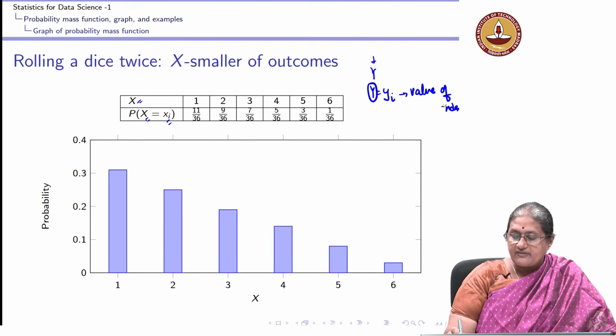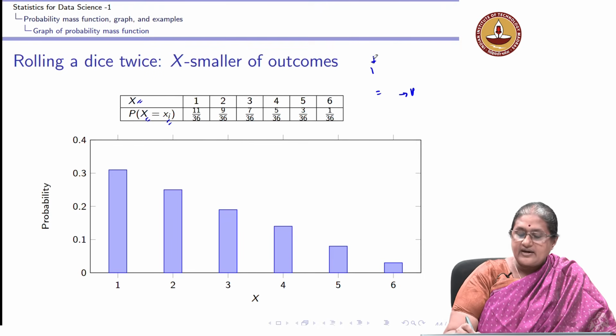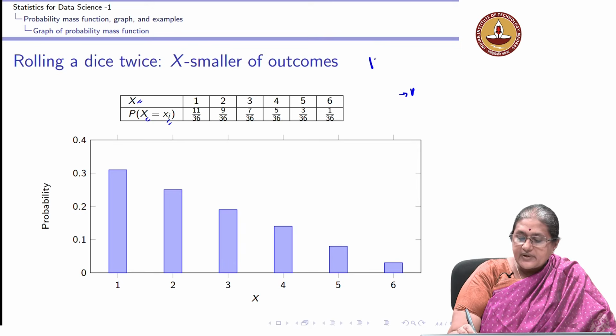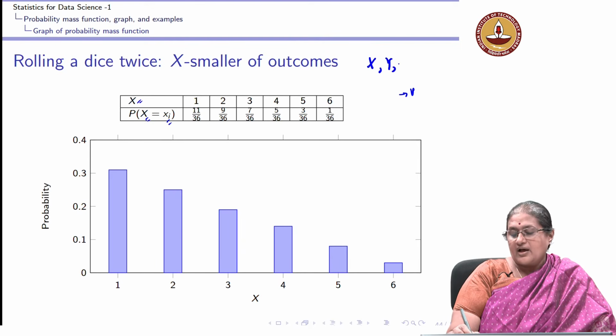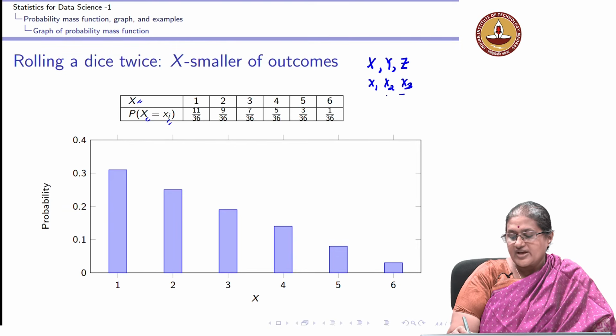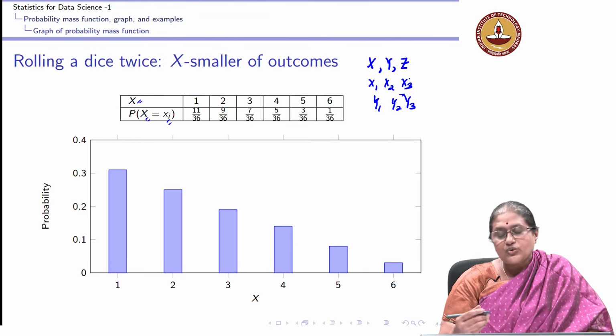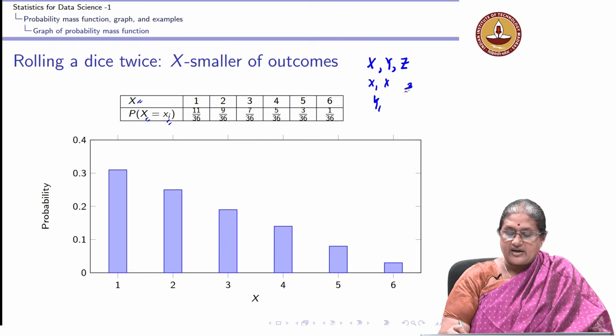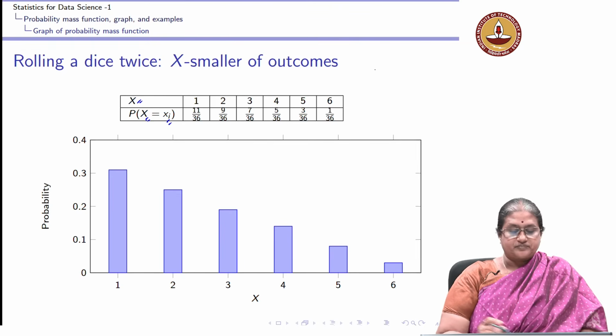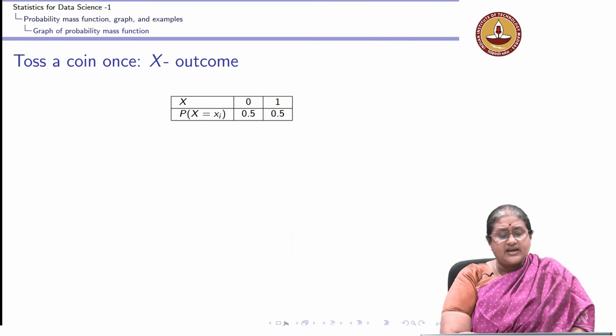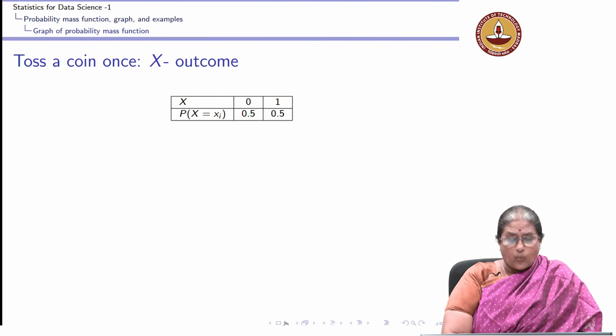So, typically we also saw that random variables are typically expressed with uppercase alphabets X, Y, Z, or X1, X2, X3, or Y1, Y2, Y3. These are typically what are used to represent random variables. Now, let us look at tossing a coin once.